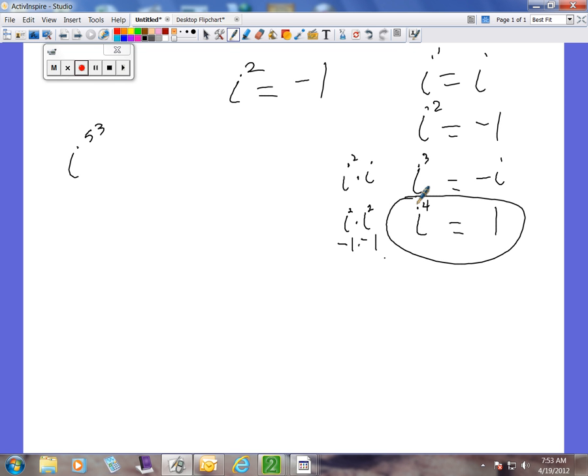Yeah, rewrite this so that one of the exponents is a multiple of what? Because we know that i to the fourth is going to be a 1, isn't it? That's why we're doing this. So what is the closest number to 53 that is a multiple of 4? 52. Thank you. This is the same as i to the 52nd times i to the first, isn't it? Well, since this is a multiple of 4, what does i to the 52 equal? 1. So this answer is i.